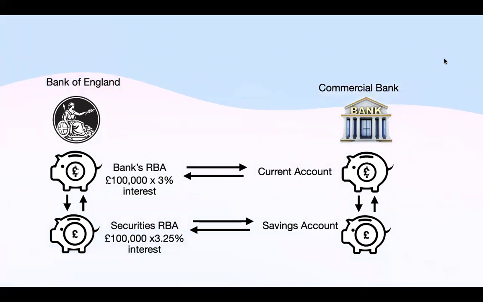But for a primary dealer, the equation is simple, as I have illustrated in my previous slide. If £100,000 times the 3% interest you expect to be paid on reserve balances is lower than £100,000 times the 3.25% interest expected to be paid on a bond, then of course it makes sense to buy the bond.